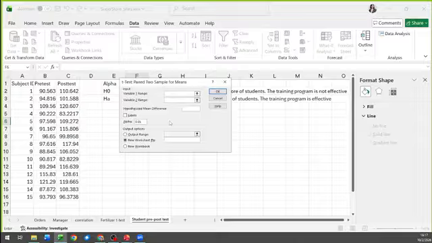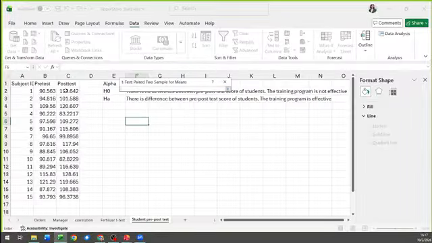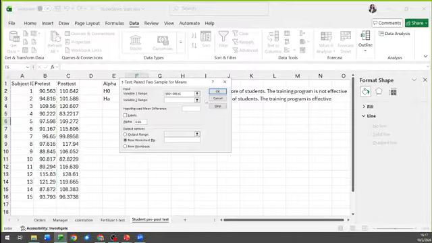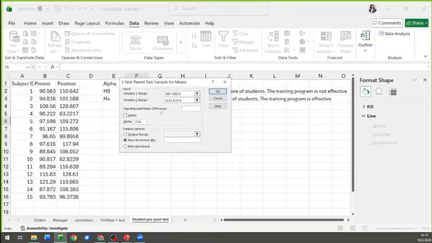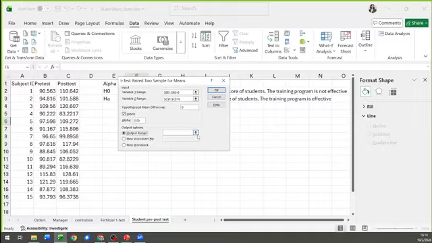So for pair two sample t-test, the number of subjects needs to be for input 1 and input 2 needs to be the same, otherwise it will be error. Okay. So pre-test, post-test, and then hypothesis mean difference 0, no difference. Labels, yes, we have labels, and then output.